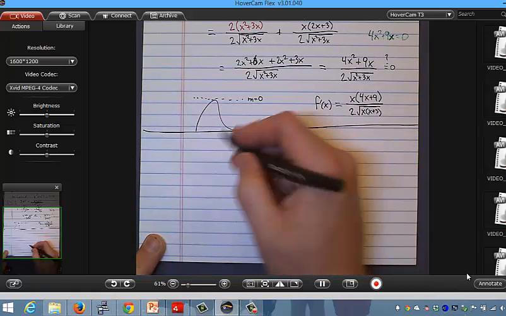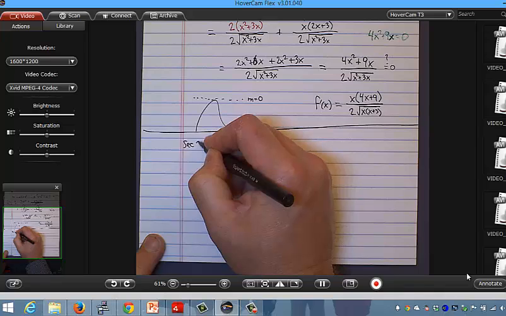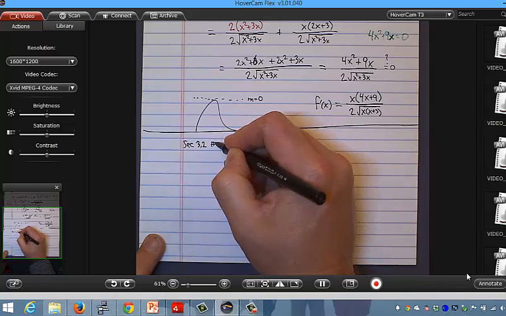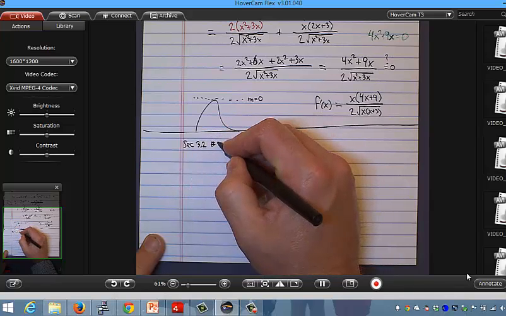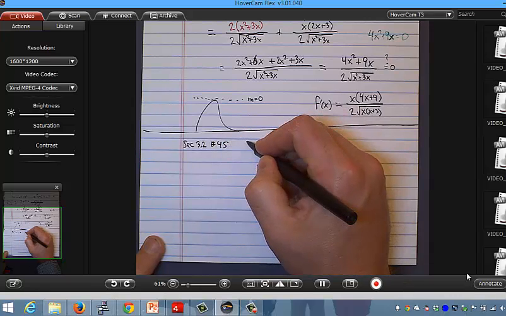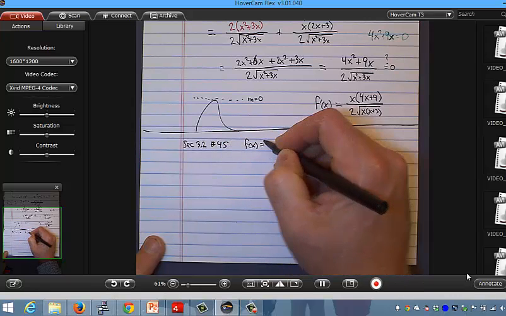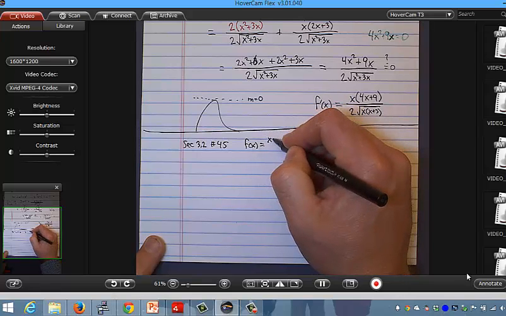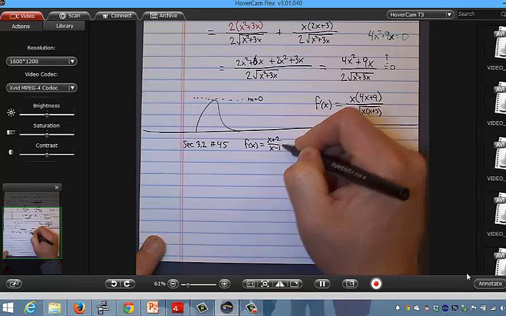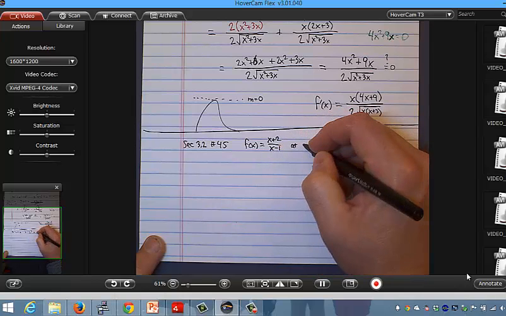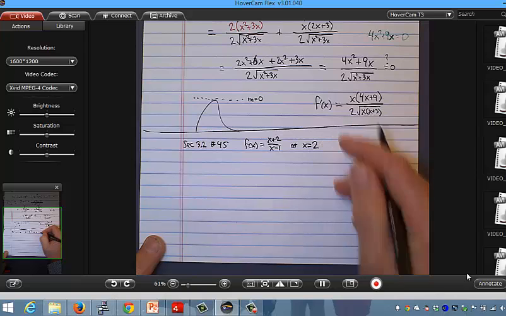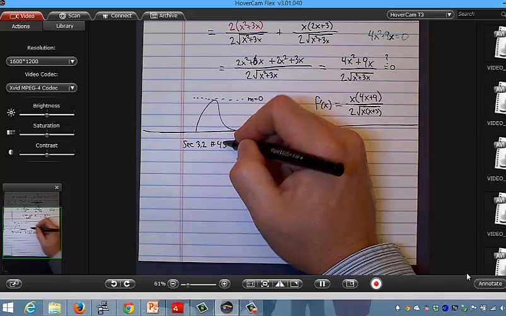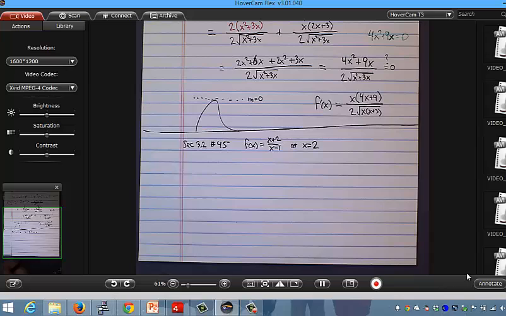So here's another homework question. It was section 3.2, number 45. They told me f of x equals x plus 2 over x minus 1, and what we're doing is looking for the tangent line at x equals 2. I'm going to go ahead and use my graphing calculator here and punch it up. I just think that'd be a smart thing to do for this problem.